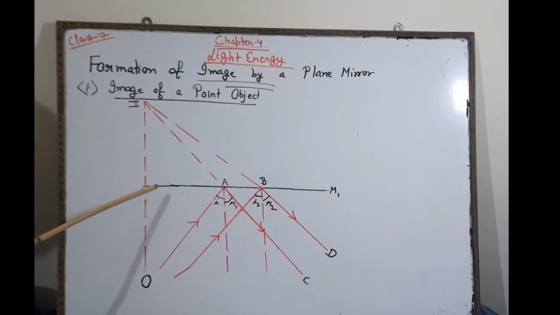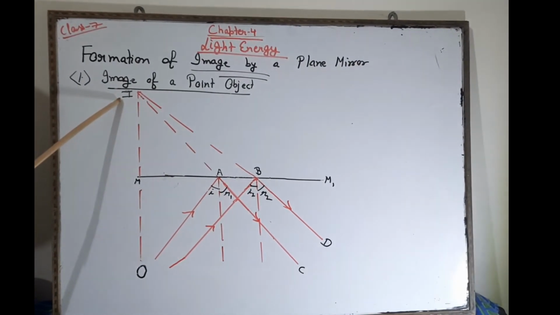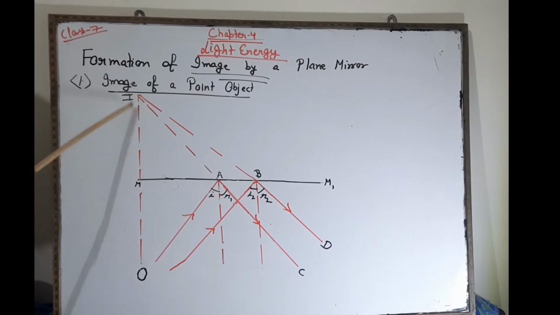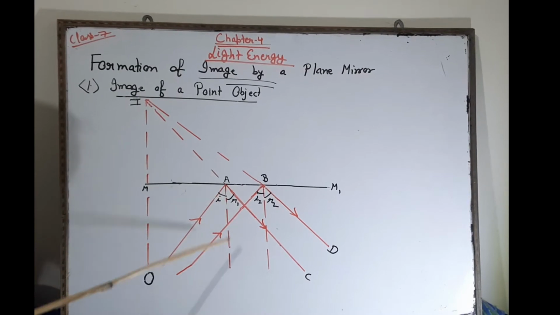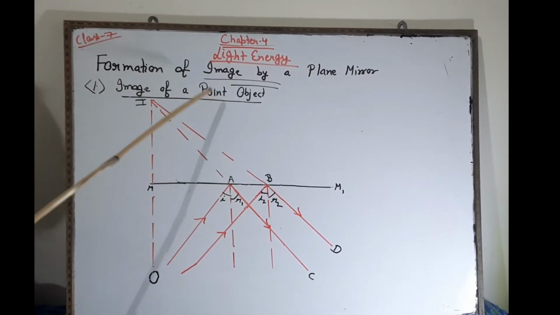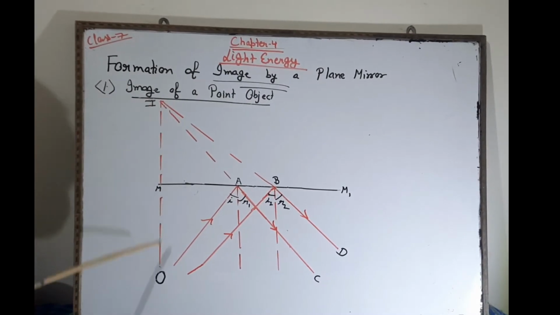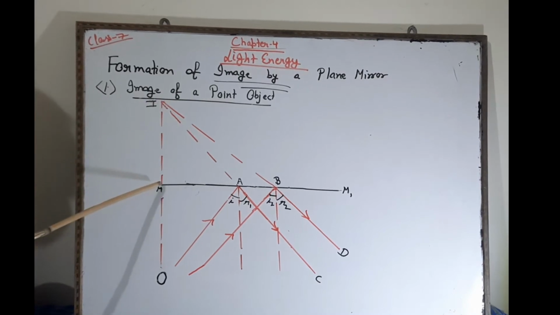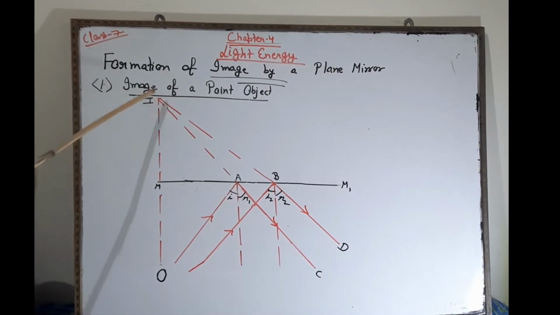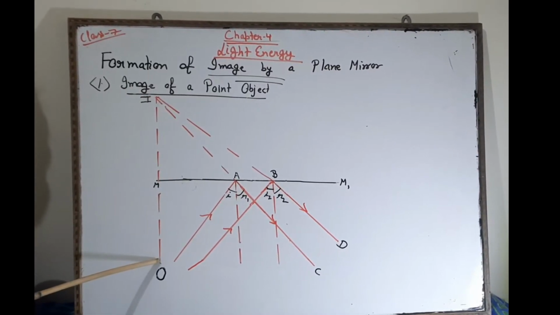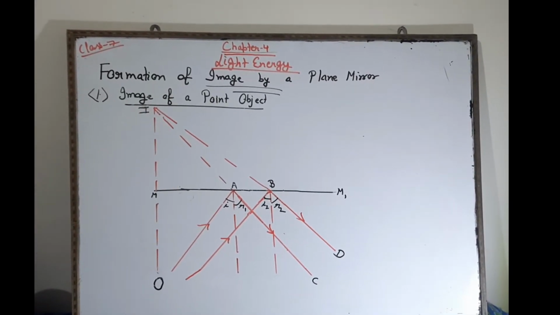So we can say that we need at least two incident rays to find the position of the image by the mirror. Then a ray incident normally on the mirror can be taken as one of the incident rays. This is how the image is formed by the point object. The characteristics are that it will always be a virtual image, since it is behind the mirror, and the distance of the object from the mirror is equal to the distance of the image from the mirror. This distance IM will equal the distance OM, and the size will also be the same. So this is how the image is formed by the point object.